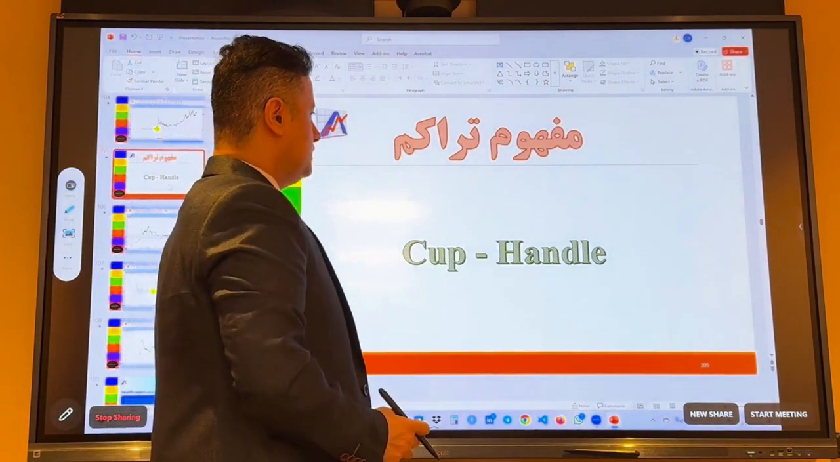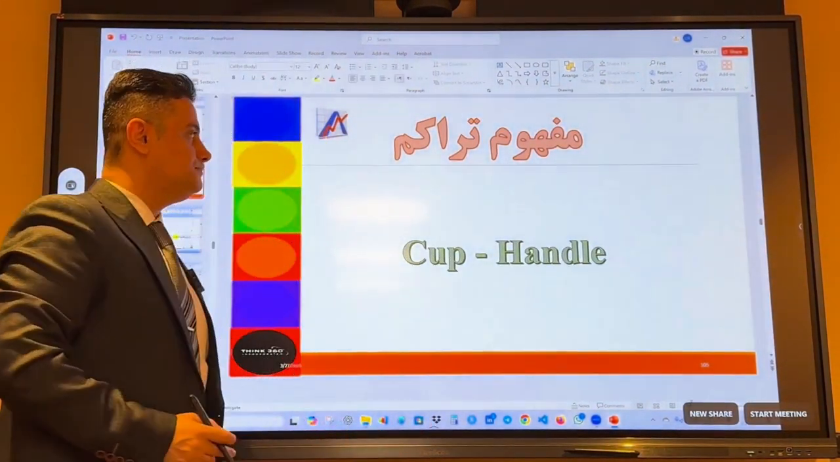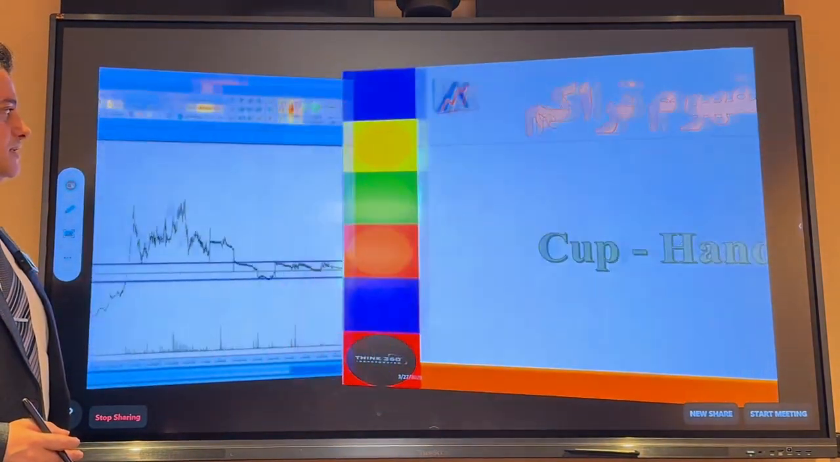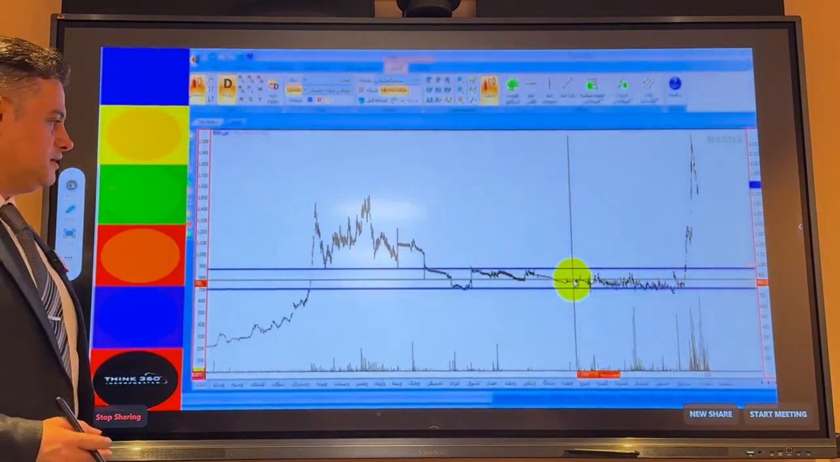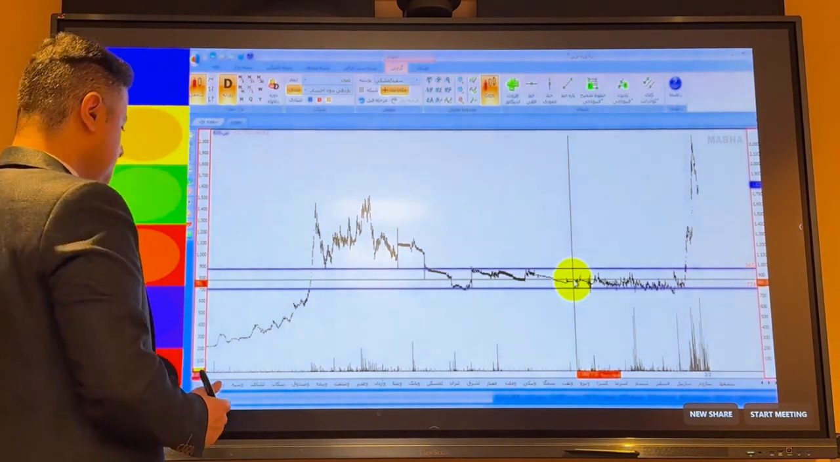Well, you can observe the concept of accumulation or the cup and handle phenomenon. And we will always look at several different examples of this phenomenon together. For example, here I have analyzed the stock from the company Saman.